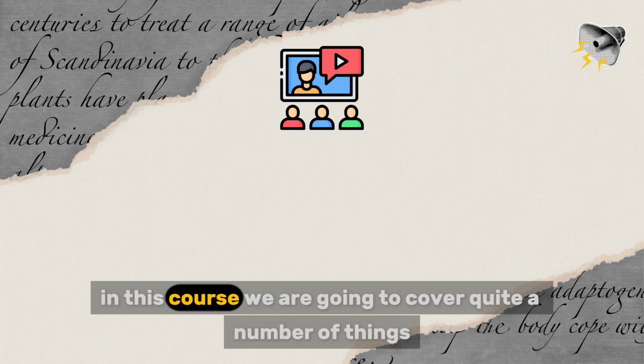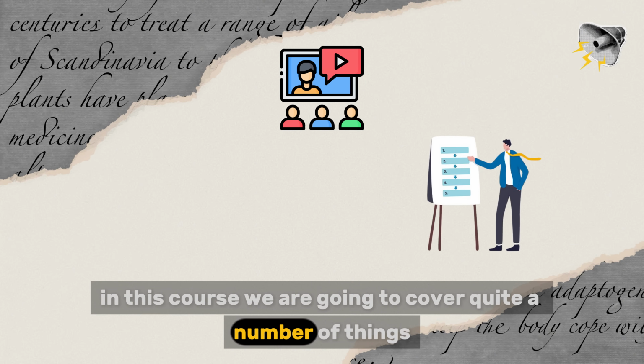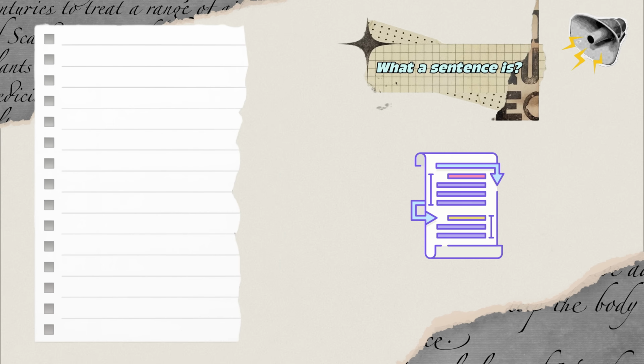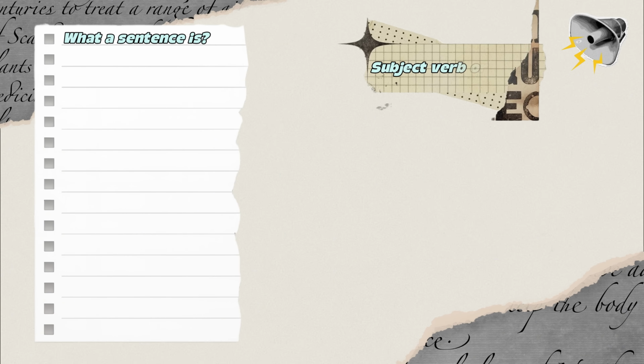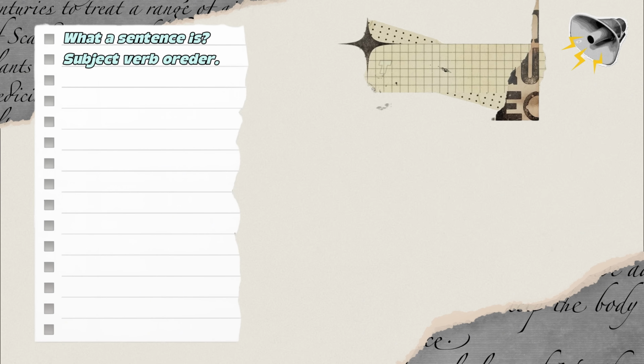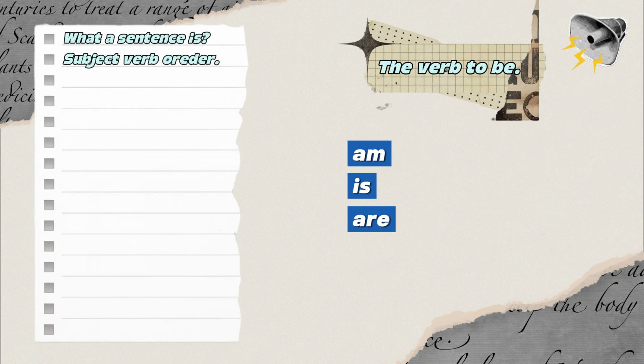And number 5, you should take this course because at the end of this course, you will be able to speak English. In this course, we are going to cover quite a number of things. 1. What a sentence is. 2. Subject, verb, order. 3. The verb to be. These are words like am, is, and are.